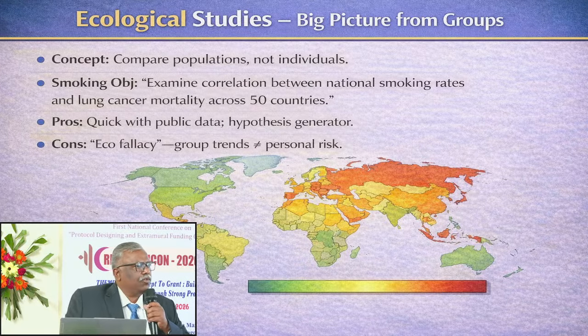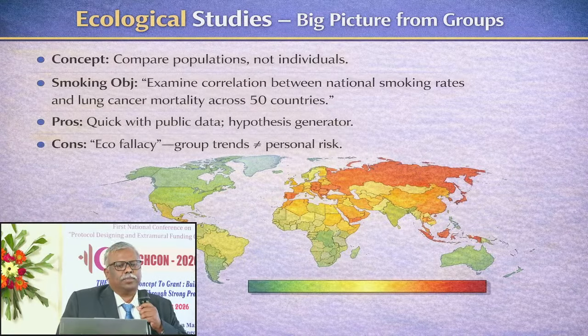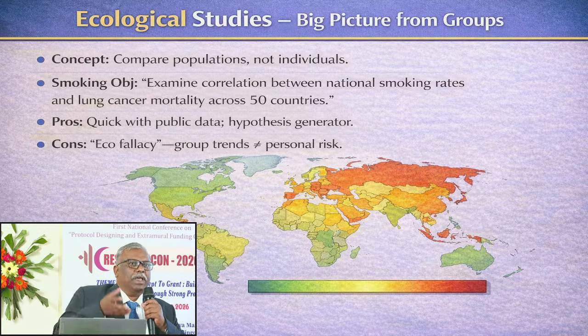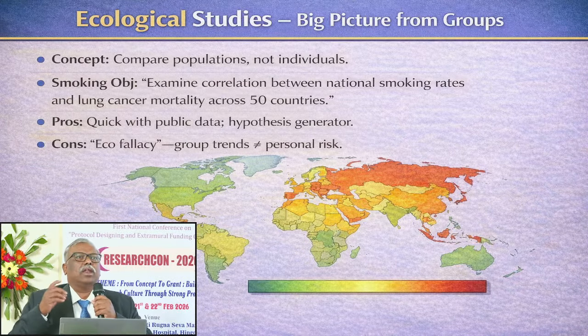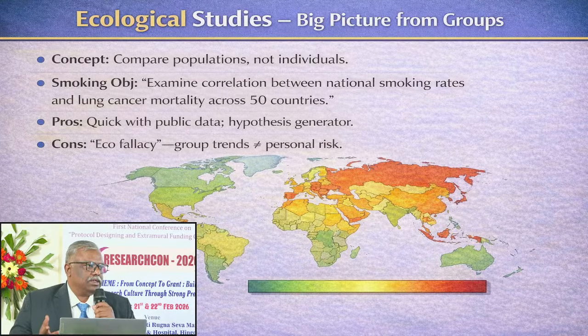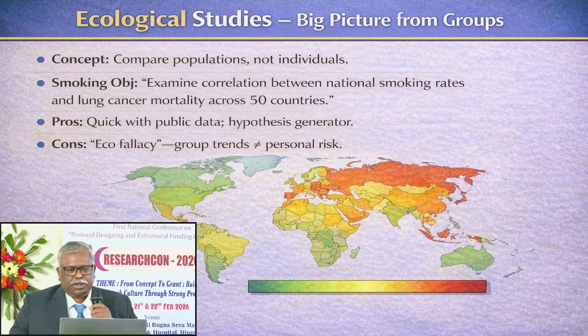So these studies are very quick, but there is an ecological fallacy, because based on the results of this ecological study design, one cannot claim the personal risk. The population is at risk.